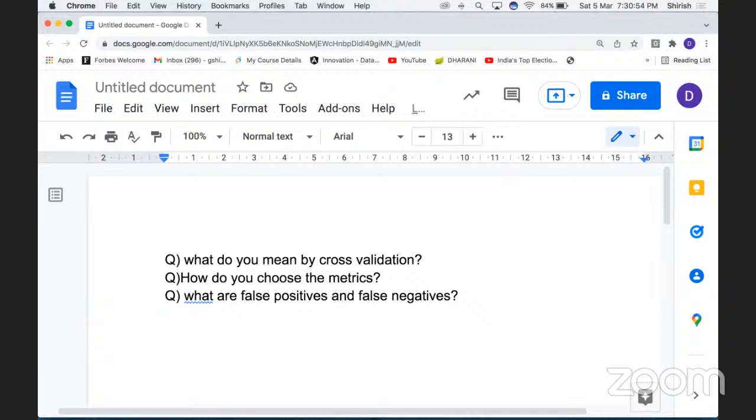Both are false, right? So we can't say which is more dangerous and which is less dangerous. Both are dangerous. It might change with respect to your business problem. Okay, then.